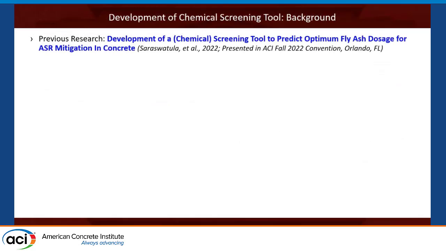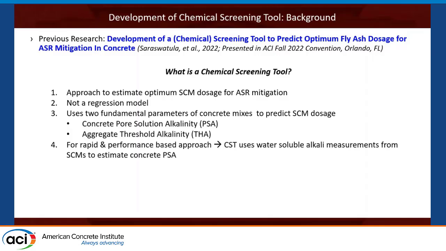So on that, our first research was presented last fall, and it's also currently published at TRR. It was a development of a chemical screening tool to predict optimum fly ash dosage for ASR mitigation. So what is a chemical screening tool? It's an approach to estimate optimum SCM dosage for ASR mitigation, and it's not a regression model. It uses two fundamental parameters of concrete mixes, pore solution alkalinity and aggregate threshold alkalinity. And as a rapid and performance-based approach, CST uses water-soluble alkali measurements, which are 1 or 2 day measurements from SCMs, to estimate concrete PSA.